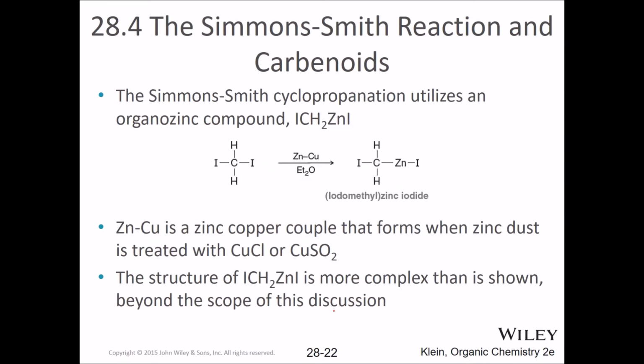All right, so the Simmons-Smith cyclopropanation. Can you guess what we're going to be making with cyclopropanation reactions? Yes, cyclopropane. The Simmons-Smith cyclopropanation utilizes an organozinc compound which has a couple of iodines on it. Actually, this looks like methane, doesn't it? Can you see methane here with a couple of I's? So this is diiodomethane. You treat this with a zinc-copper couple in diethyl ether, and you get something that looks like this.